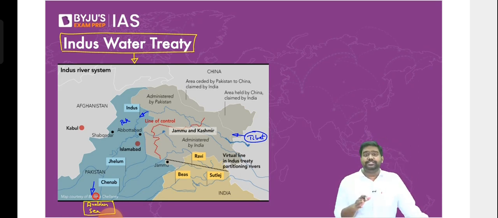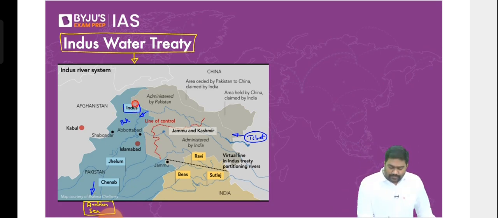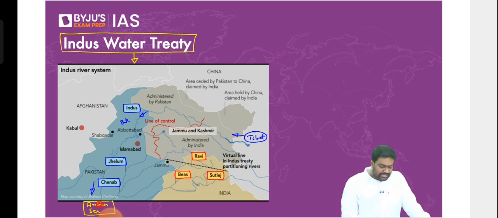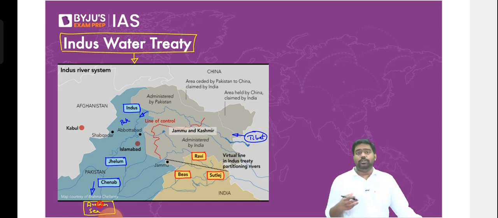It's a very huge drainage basin. It's a very large drainage area, and it includes 6 major river systems, including the Indus, the Jhelum, Chenab, and Ravi, Beas, and Satluj. These are the 6 major rivers of the Indus system. These rivers are very crucial for both India and Pakistan. Both are heavily dependent on these rivers, and hence it was essential to decide upon sharing of these waters.